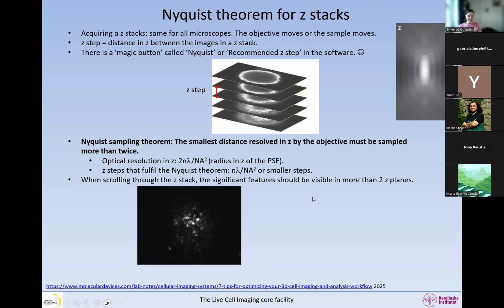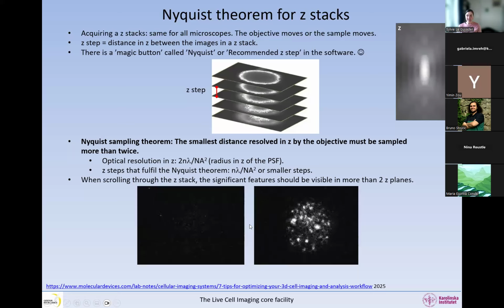So I'll show you what I mean. Here I have a Z stack which is very highly sampled, so I have small distances between the Z planes. If you focus on one of these dots, you will see that each dot appears in several Z planes. You can see the dot for quite a while as we go from one plane to another, and each dot is represented in more than 2 images in this Z stack. That means I am sampling these dots in the correct way. They must be represented in more than 2 images.